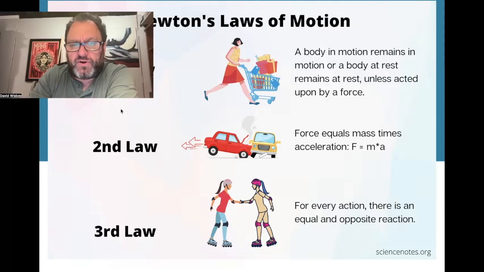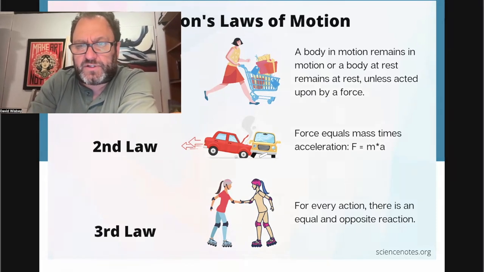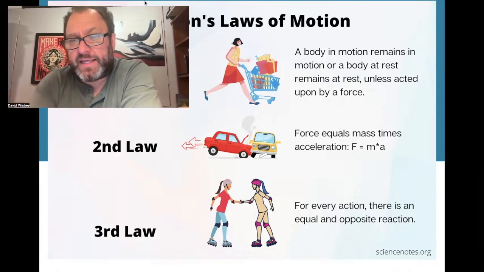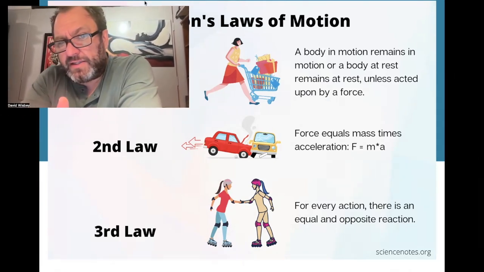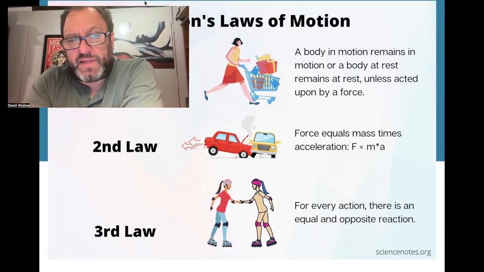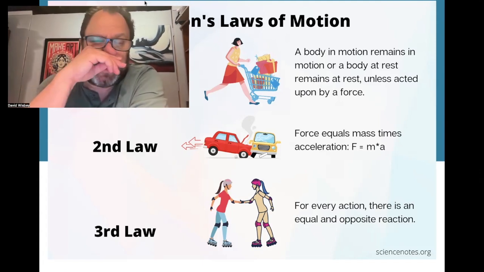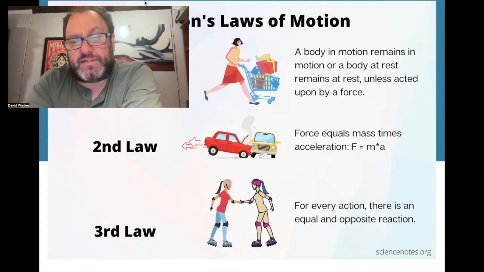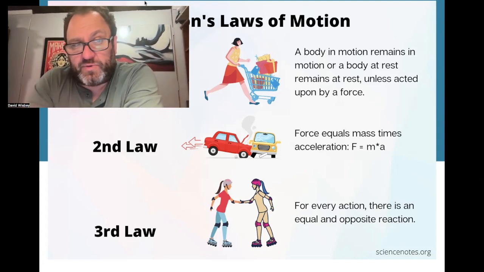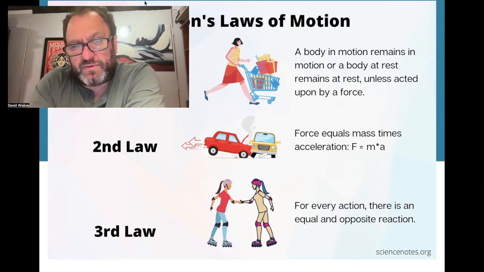So here are Newton's three laws. Let's go through these real quick and then I'm going to talk about them. Okay, the first law: a body at rest remains at rest unless something acts on it, or if it's in motion, it continues on unless a force acts on it. Okay, that's pretty simple.